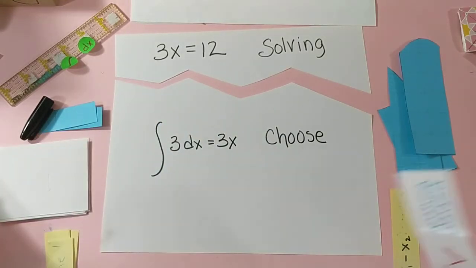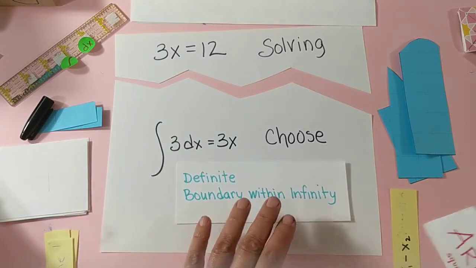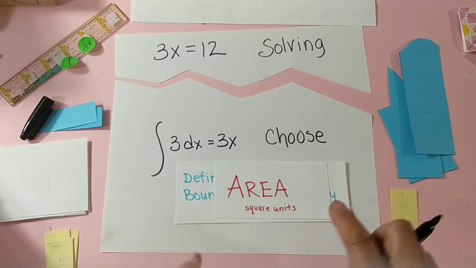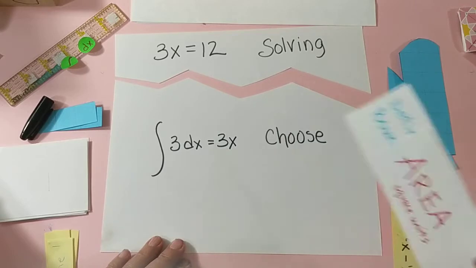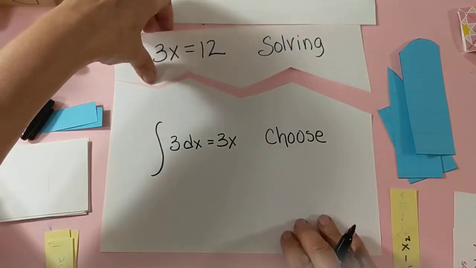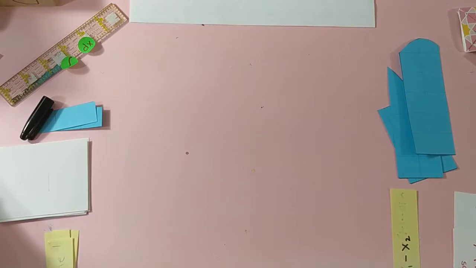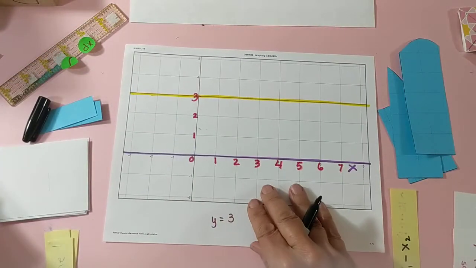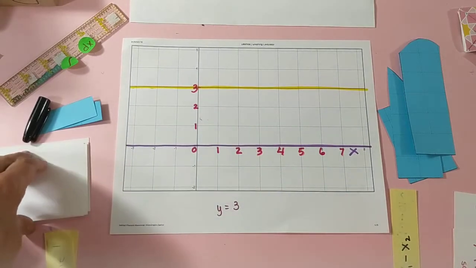And the reason we're doing that is we're creating a boundary, a definite boundary within infinity. So within that boundary, we can measure something in square units. We can measure the area in square units. And I'm going to try to be clear about what I mean by all of that. So here's that function that I just had in front of you.